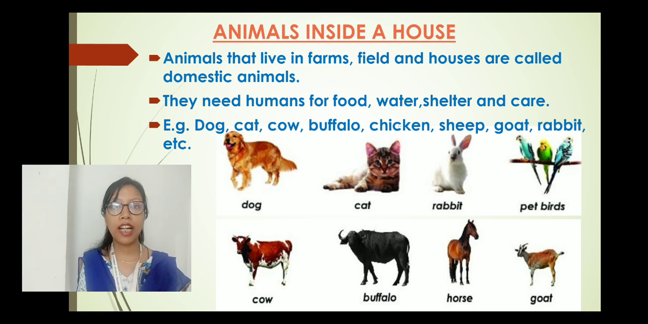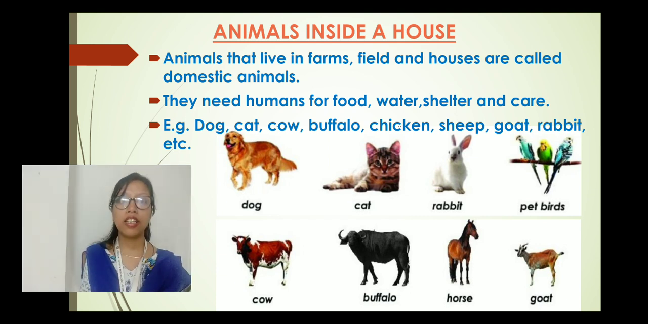Animals that live in farms, fields and houses are called domestic animals. So animals that can be found in the farms, or that you can see walking or grazing in the field, and the animals that we have inside our houses are called domestic animals. Now why are they called domestic animals? Because they need humans, means us, for food, water, shelter and care.